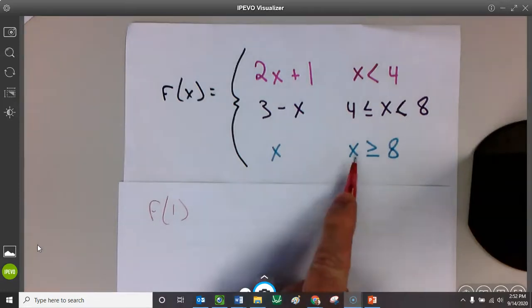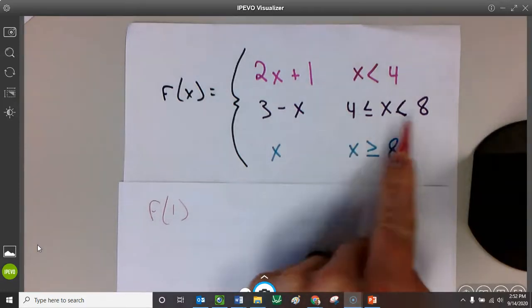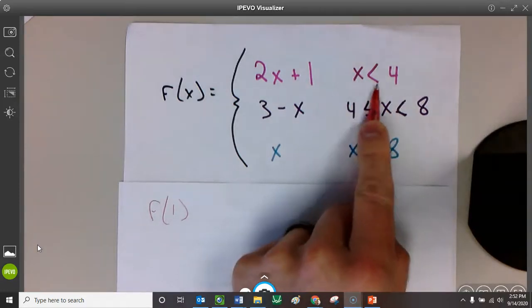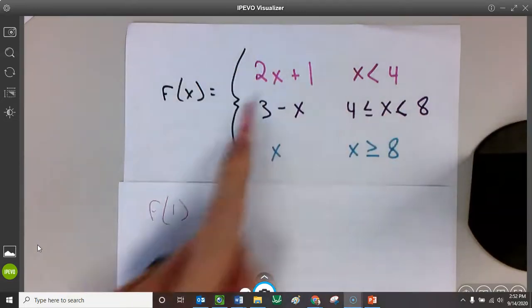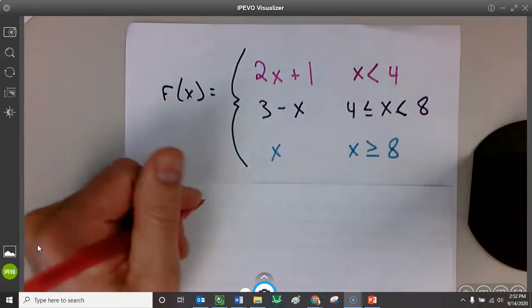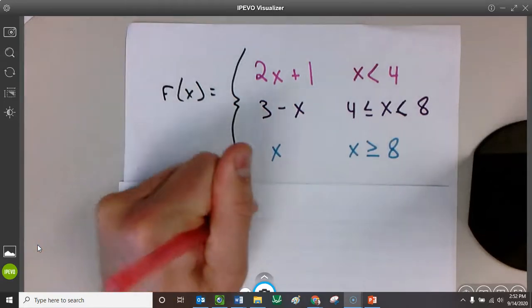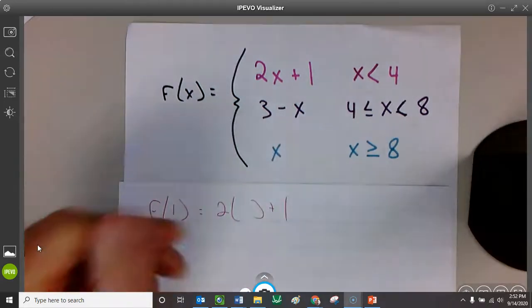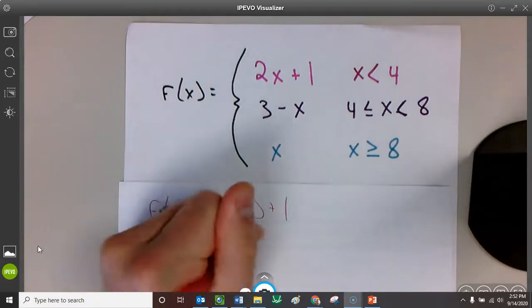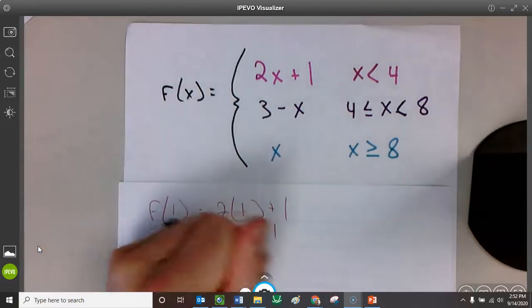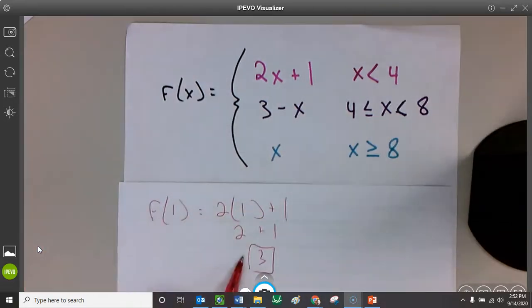So 1. Is 1 greater than 8? No. Is 1 between 4 and 8? No. Is 1 less than 4? Yes. Ding, ding, ding, ding. It's telling me to use the pink equation and do exactly what you guys just did a second ago. So I'm going to go to the pink equation. I'm going to take the x out. I'm going to put a 1 in its place. And then we evaluate. 2 times 1, 2. 2 plus 1, 3. And we're dancing. F of 1 equals 3.